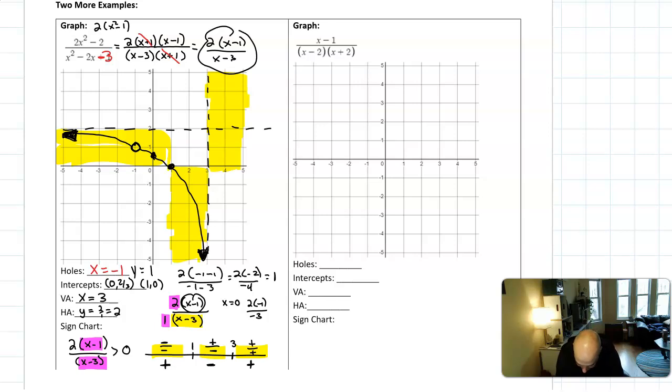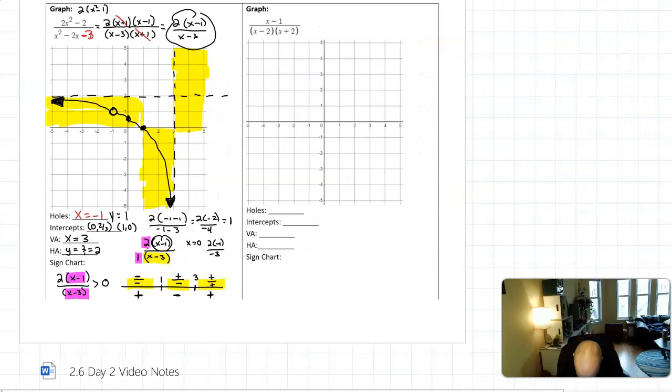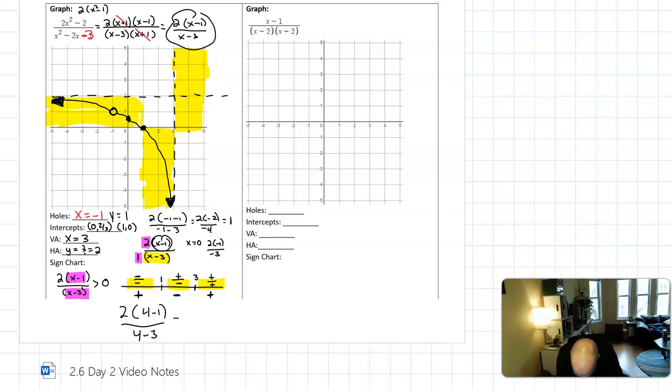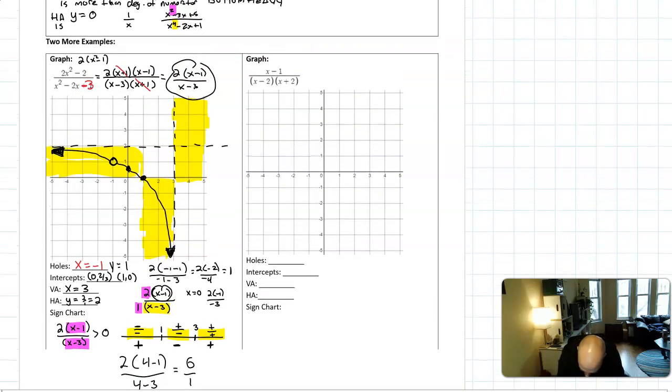Now, there we had some really good points. Here we're just using the sign chart. We could also plug in a value. Like we could just plug in 4, and that's not a bad idea. In fact, why don't we do that? So let's just plug in 4. So it's going to be 2 times 4 minus 1 over 4 minus 3. So that's 6 over 1. So at 4, it's saying the graph is actually way up here off the page.